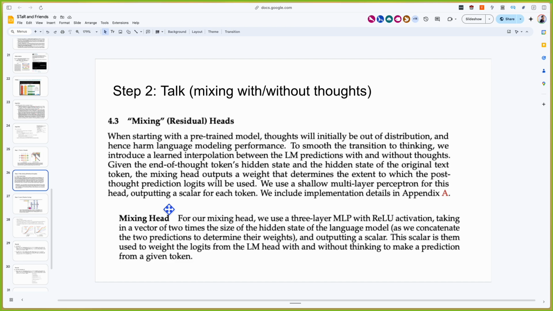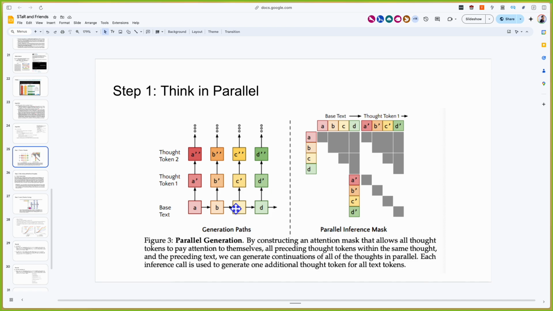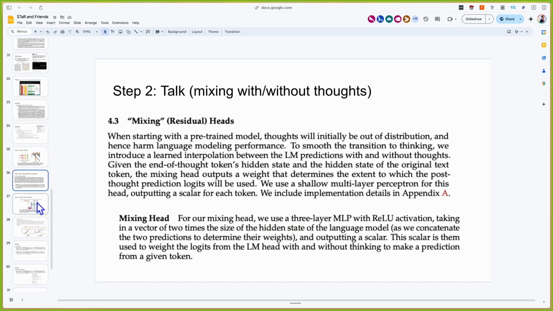What is curious to me is why they had to mix it. Why not just use the one that has a thought alone? I guess maybe the one that has a thought alone is too far from distribution, and therefore they had to mix it. Something similar to how you would do with KL divergence. I couldn't get that intuition when I was reading the paper yesterday, but maybe I'll go through it again.